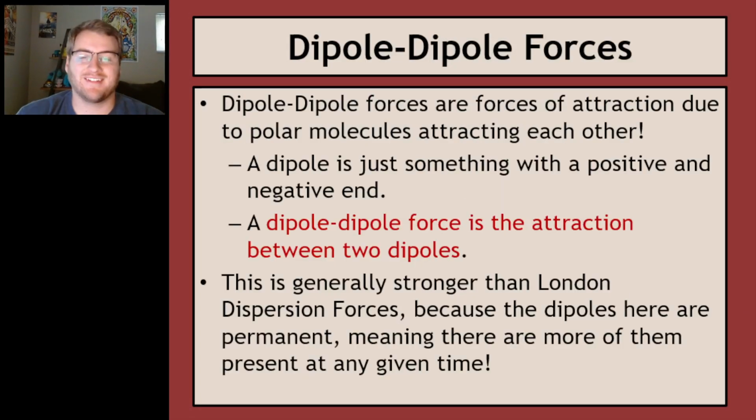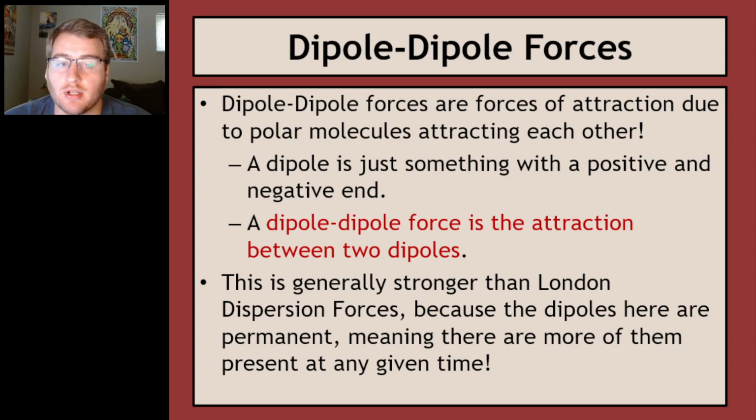Yeah. Next is dipole-dipole forces. So this is our second type. London dispersion forces definitely have the most going on. Dipole-dipole is a little bit simpler. They're just forces of attraction due to molecules being polar. Polar things attract other polar things, and each polar molecule has a dipole. So when you have two of them next to each other, they're called dipole-dipole forces. A dipole, again, is just something with a positive and negative end. A dipole-dipole force is the attraction between two dipoles.